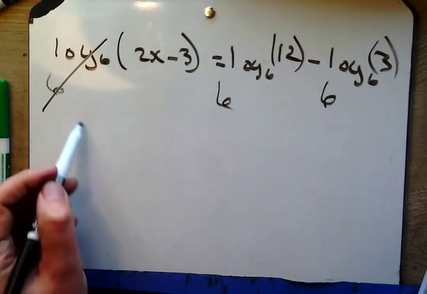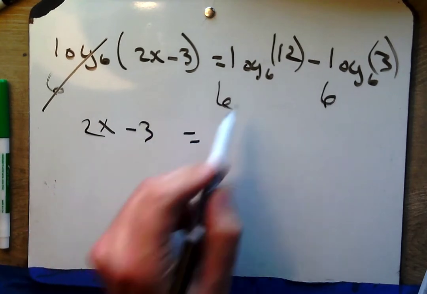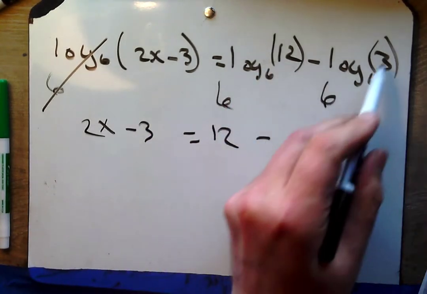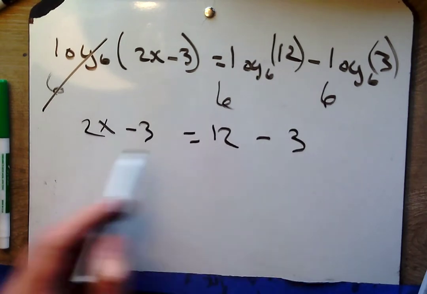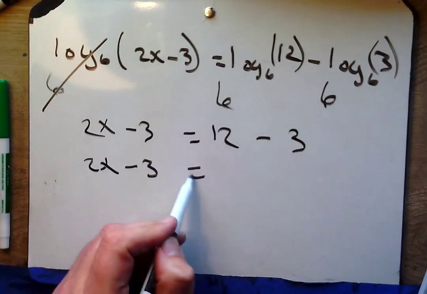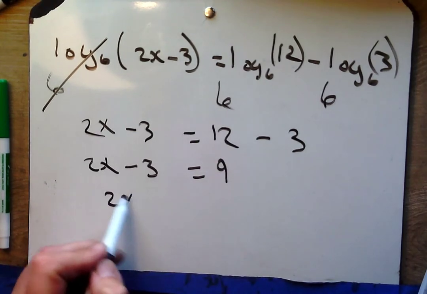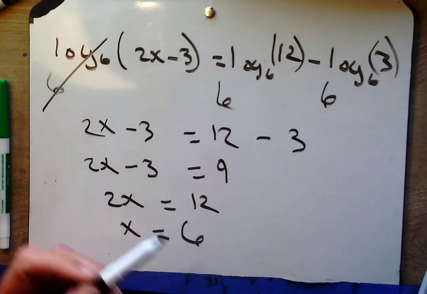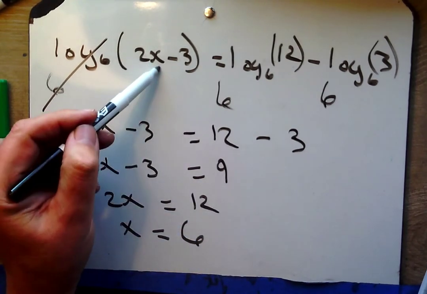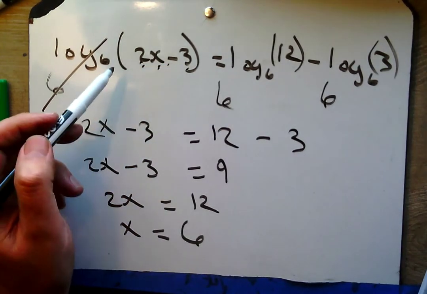So here we've got 2x minus 3, and over here I have 12, and over here I have 3. Yeah? And so that's going to be 2x minus 3 equals 9, and 2x equals 12, and x equals 6. And I feel pretty good about that. I plug a 6 in here. 2 times 6 is 12, minus 3 is 9.